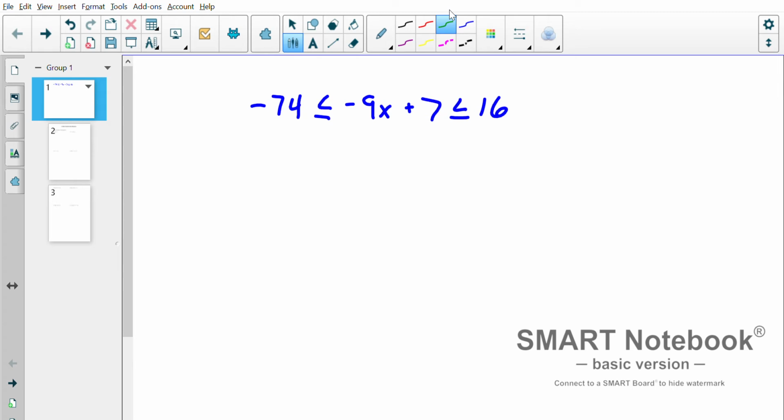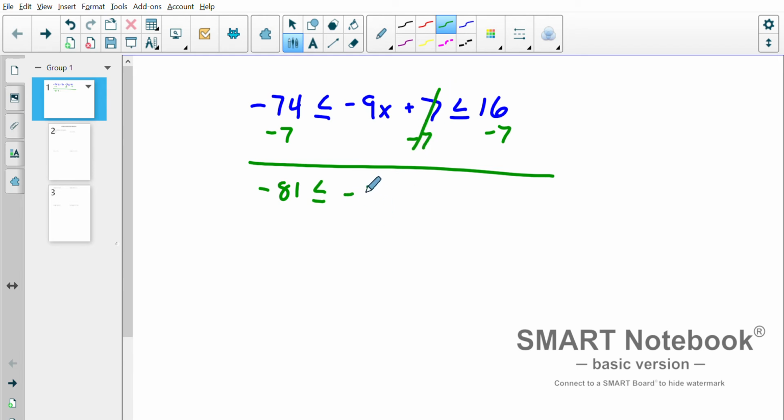So from yesterday, we learned that we're still using inverse operations here. So we're going to start by subtracting 7 from all three sides. When I do that, negative 74 minus 7 is going to give me negative 81 is less than or equal to, inverses cancel, negative 9x is less than or equal to 16 minus 7 is 9.